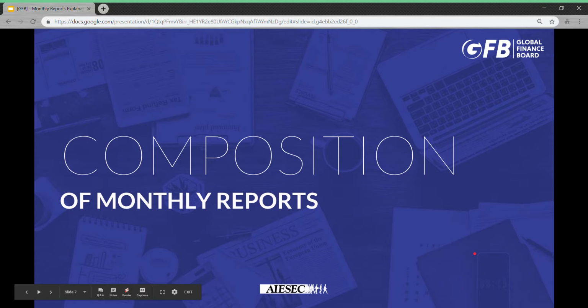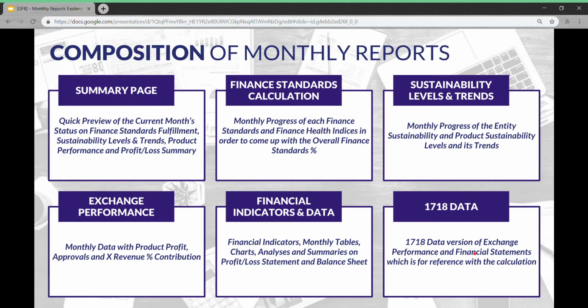Alright, now going to the monthly reports. The monthly report has 6 main categories or 6 main compositions, which are the summary page, the finance standards calculation, sustainability levels and trends, exchange performance, financial indicators and data, and 1718 data. I will go through more in terms of the specifics regarding this later on.